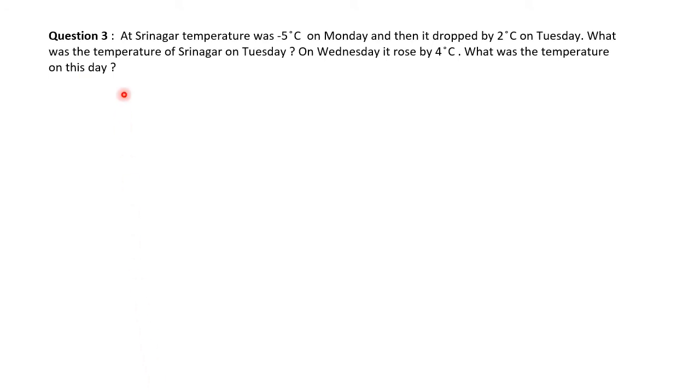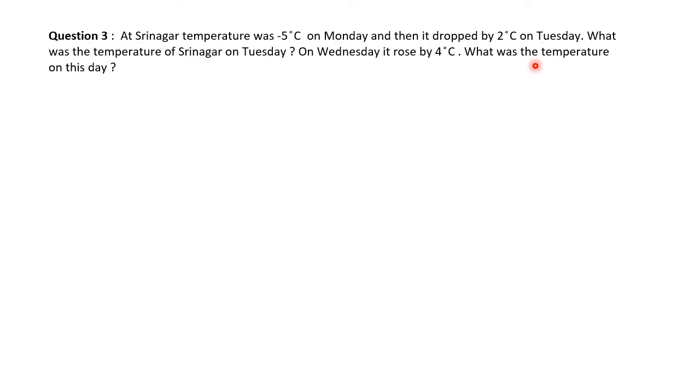Now let us read the question carefully. At Srinagar, temperature was -5 degrees Celsius on Monday and then it dropped by 2 degrees Celsius on Tuesday. What was the temperature of Srinagar on Tuesday? And next part of the question is, on Wednesday, it rose by 4 degrees Celsius and we need to find what was the temperature on this day, which means on Wednesday, right?